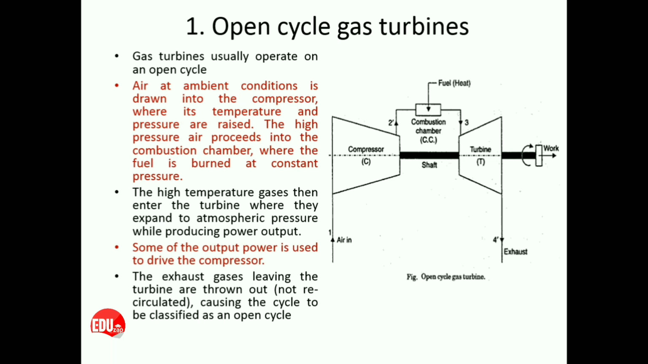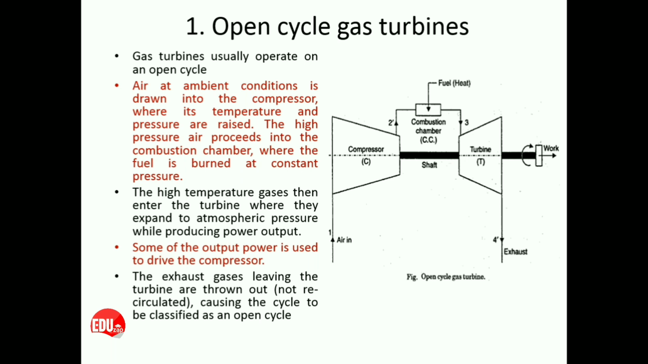Now moving in detail to the constant pressure combustion gas turbine. This is the first classification, that is open cycle gas turbine. Gas turbines usually operate in an open cycle. We can see in the figure here at point 1, air is taken into the compressor where it is compressed and then given to the combustion chamber through this line to this point, and in the combustion chamber we admit some quantity of fuel, it gets ignited and hot gases are produced.